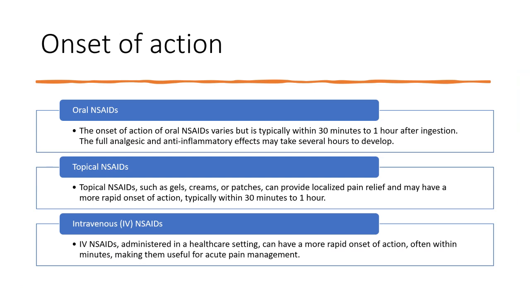Let's delve into the onset of action of NSAIDs and how it varies depending on the route of administration. Firstly, let's consider oral NSAIDs. The onset of action of oral NSAIDs varies, typically ranging from 30 minutes to 1 hour after ingestion. However, it's important to note that the full analgesic and anti-inflammatory effects may take several hours to develop.